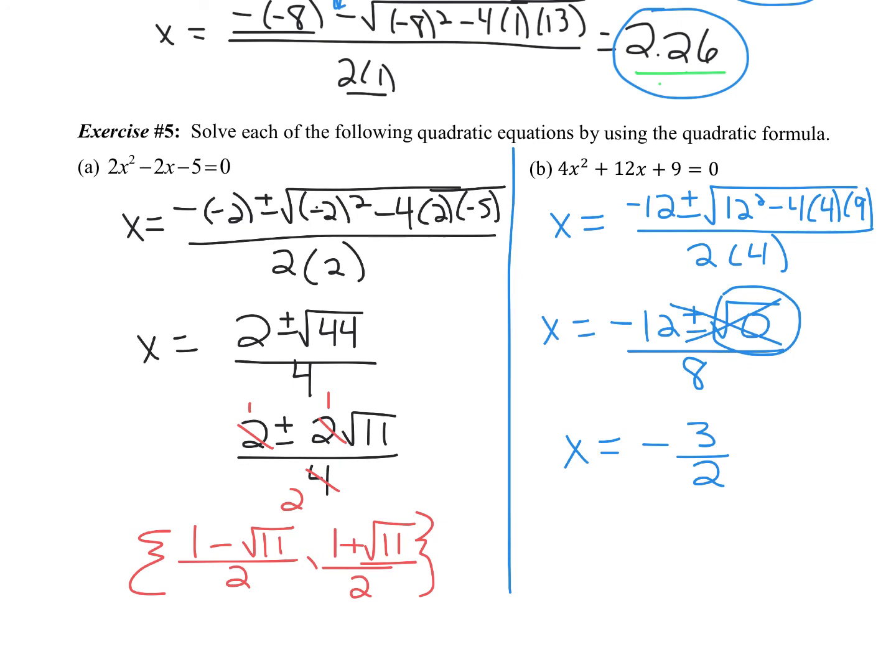If I factored this, it actually factors into 2x plus 3 and 2x plus 3, which further shows that each of those factors would give me the same answer, so we call it a double root. We'll look at those graphs next unit.